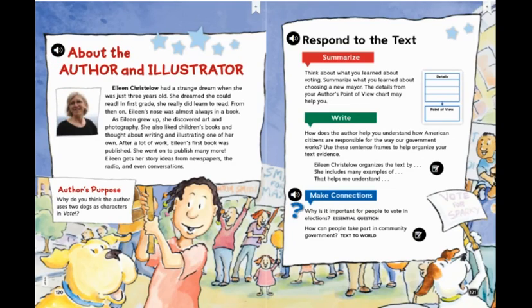About the author and illustrator. Eileen Cristello had a strange dream when she was just 3 years old. She dreamed she could read. In first grade, she really did learn to read.